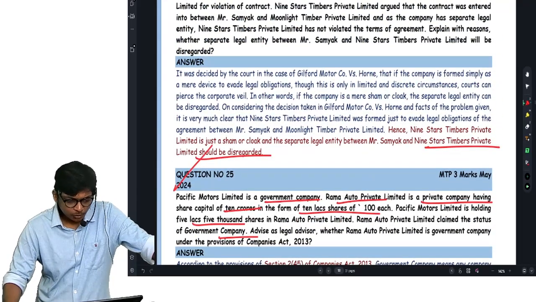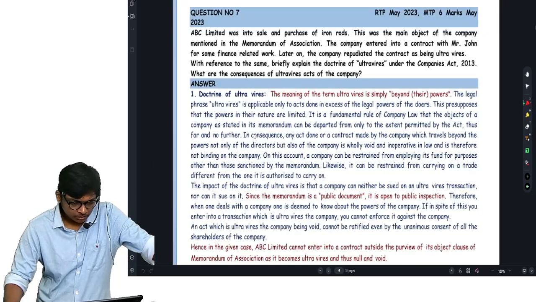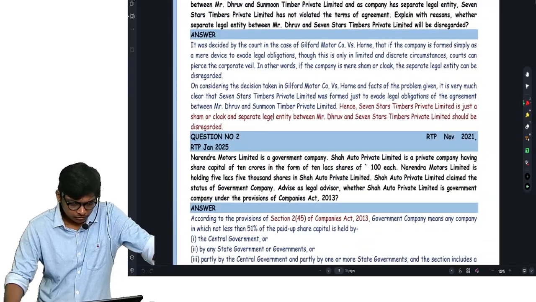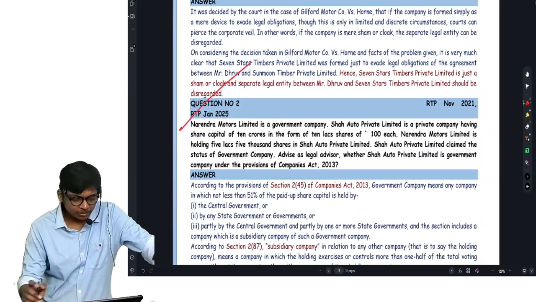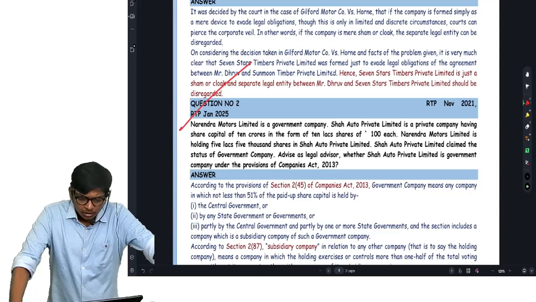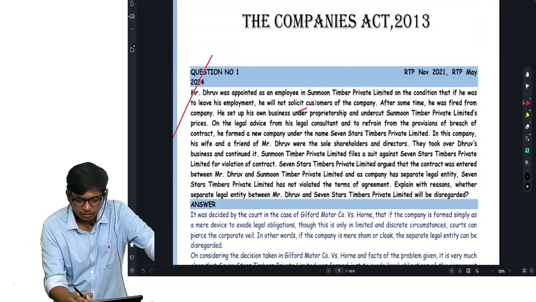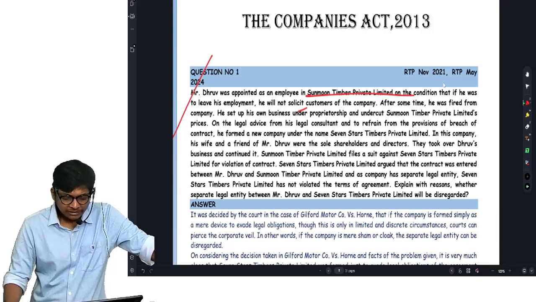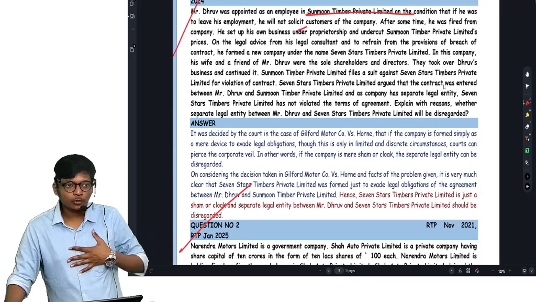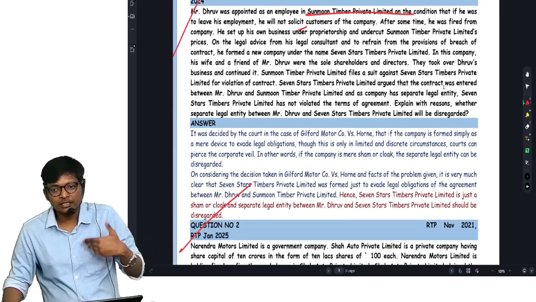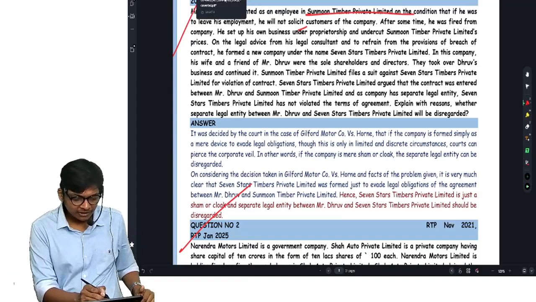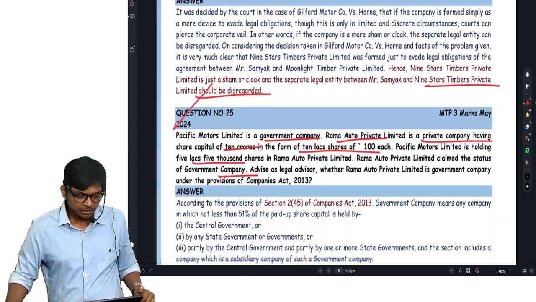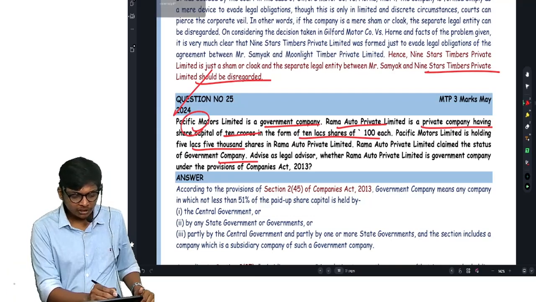MTP May 24. This is similar to Narendra Motors. Okay, this is the first question we saw, the Sun Moon one, and the question is repeating again. Sir, why are you keeping duplicate questions? No, I am not doing duplicates, guys. The exam has asked it like that. Previous question it was Samyak. Here it is Pacific Motors.